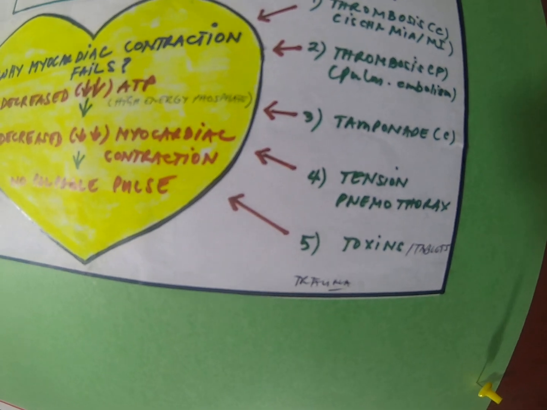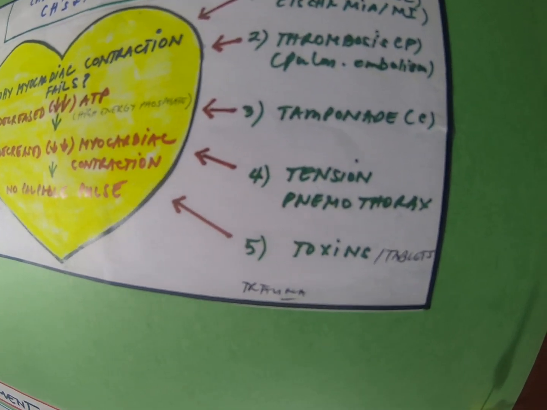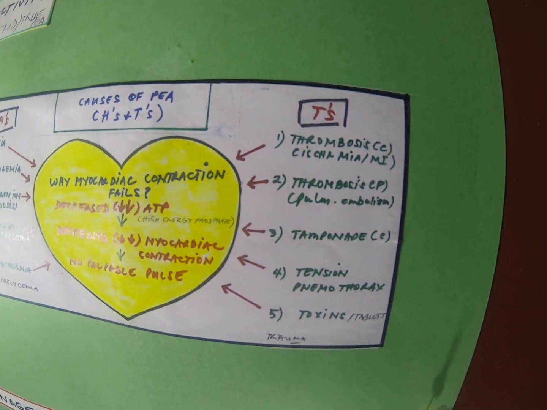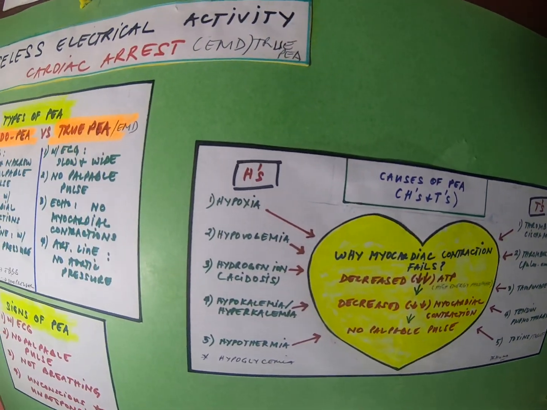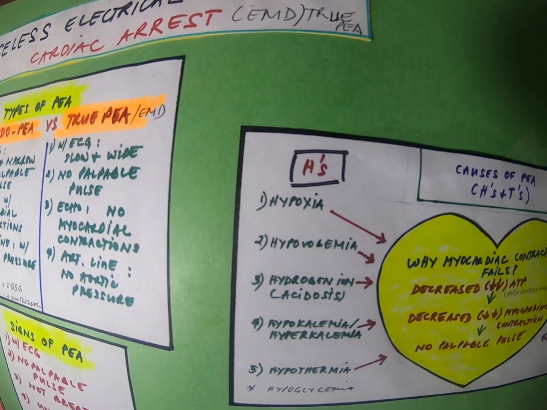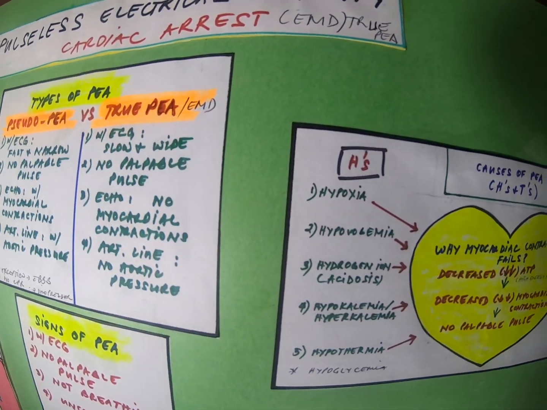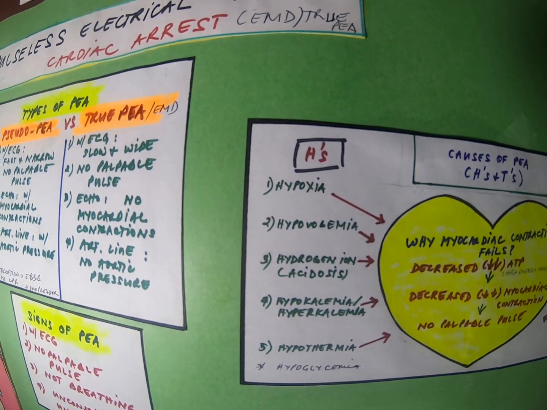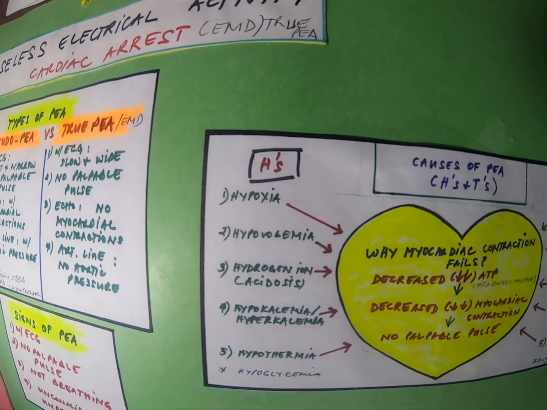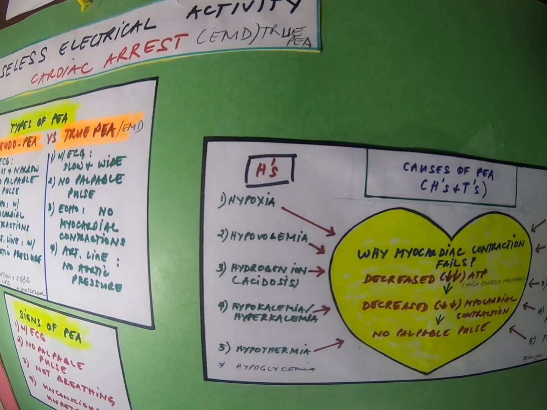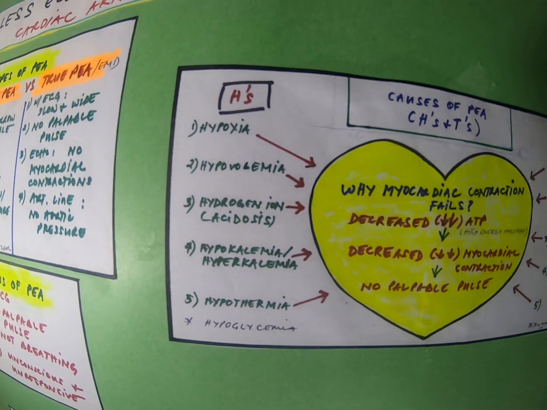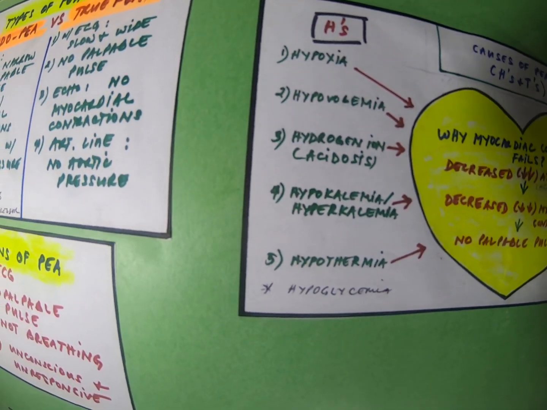We have toxins like the use of street drugs. We have tablets like beta blockers and calcium blockers that affect the heart muscle. Among the H's, we have hypoxia secondary to respiratory failure, hypovolemia, and hydrogen ion concentration, where the number is high, either respiratory acidosis or metabolic acidosis. We also have hypokalemia and hyperkalemia, hypothermia, that is prolonged exposure to a cold environment, and sometimes they include hypoglycemia as well.